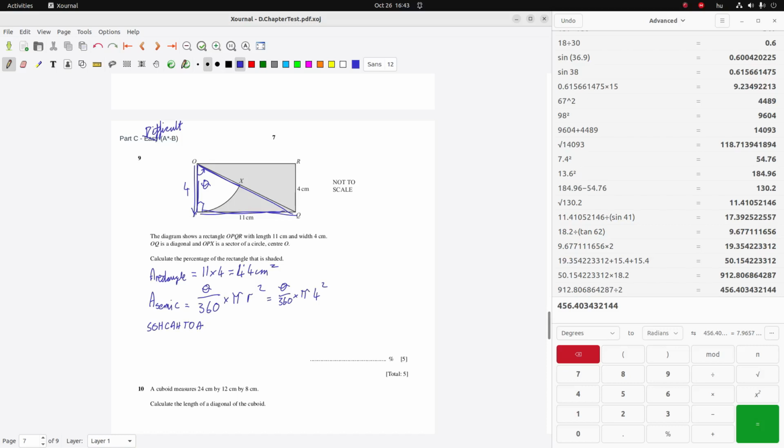SOHCAHTOA. We know the opposite, right? 11 is the opposite. We know this one. So which one does not include the opposite? It's the CAH. It's not going to be useful. What about this one? Is it the hypotenuse or the adjacent? Well, this one is a hypotenuse, right? Because that's opposite the 90 degrees angle. So it must be the adjacent. So we need this one, and that's not going to help us.